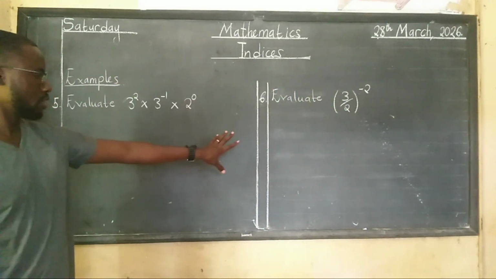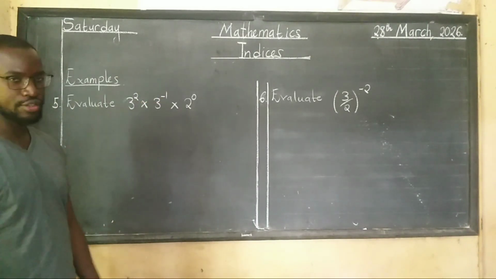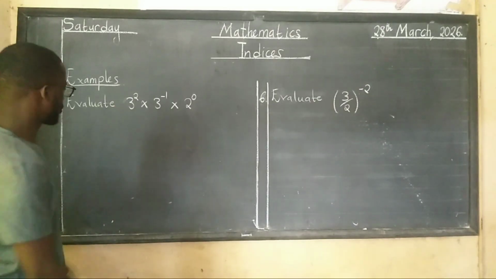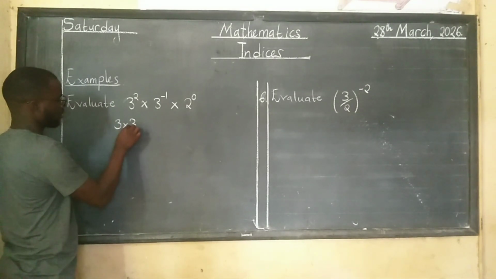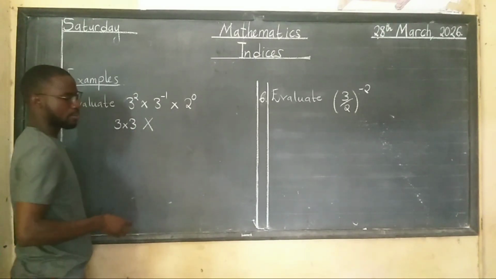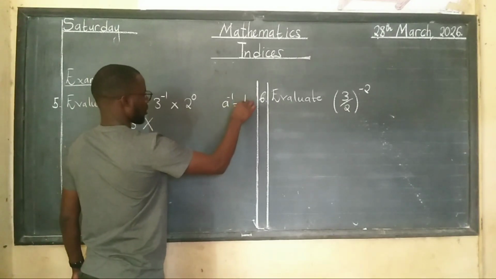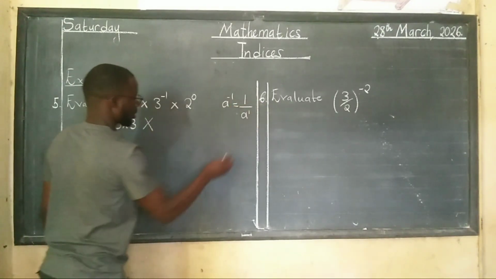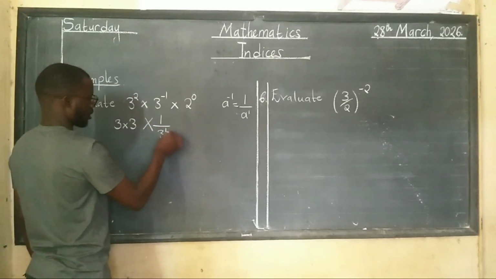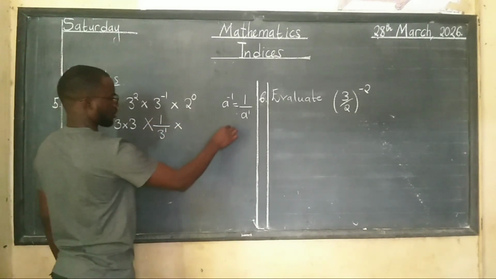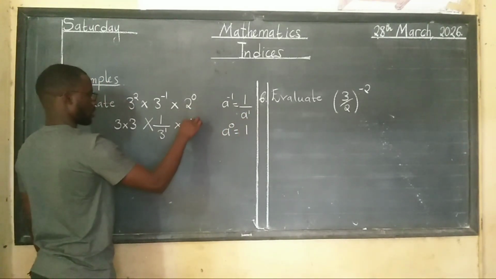Okay, questions 5 and 6. So 5, 2 to the power 2 by 3 to the power minus 1 by 2 to the power 0. So this 3 to the power 2 is 3 by 3. Then this 3 to the power minus 1, we can use this. A to the power minus 1 is equal to 1 over a to the power 1. So this can be expressed as 1 over 3 to the power 1. Then times 2 to the power 0. Any number to the power 0 is the number 1. So this will be 1.